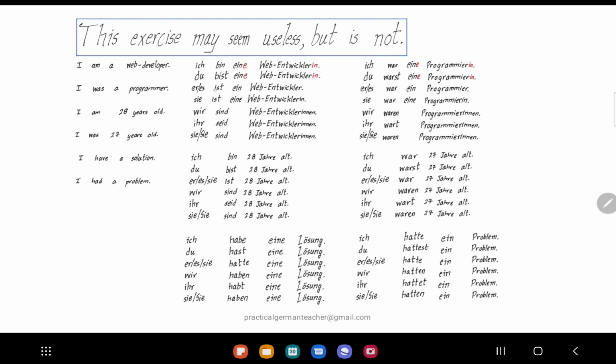Notice here for RS, there is a separate row. For Z, it's a separate row because, when you use Z, it will be eine Webentwicklerin. For RS, it will be ein Webentwickler. Then do the same exercise for ich bin, du bist, RSC.